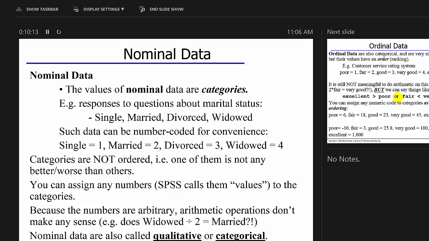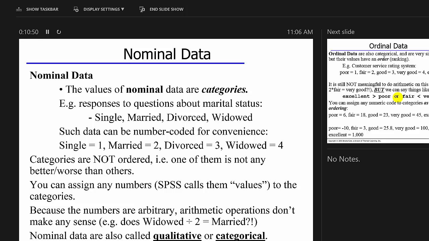But statisticians, what they like to do is they don't like to deal with words, okay? So they like to put labels with words, okay? So therefore, typically what's done, and SPSS does the same thing actually, we can assign numbers to these words, okay? SPSS calls these numbers values. So we can numerically assign a number to every single category. And these categories, there are 4 categories in our example, right? Single, married, divorced, and widowed, okay?